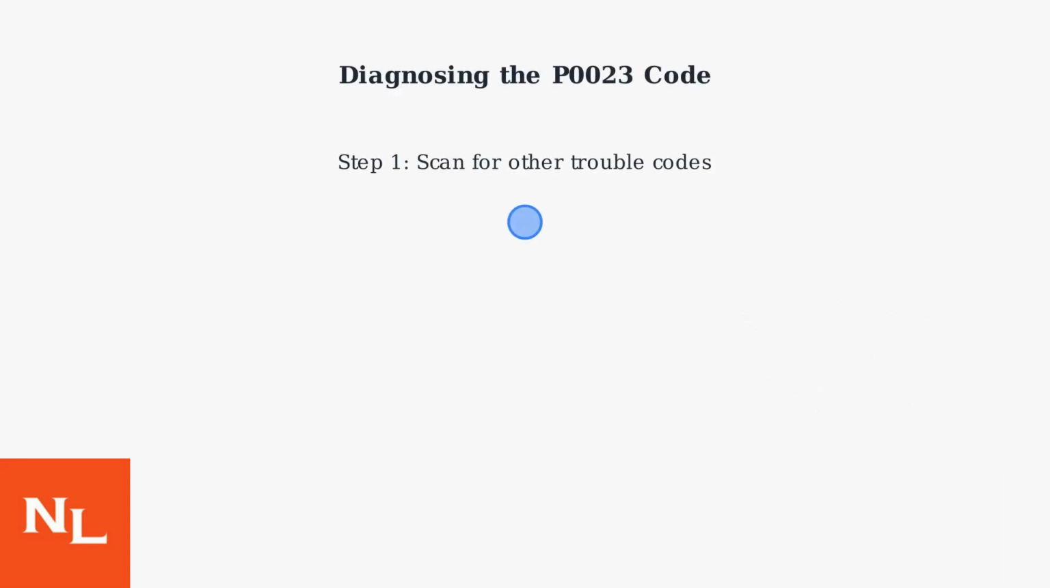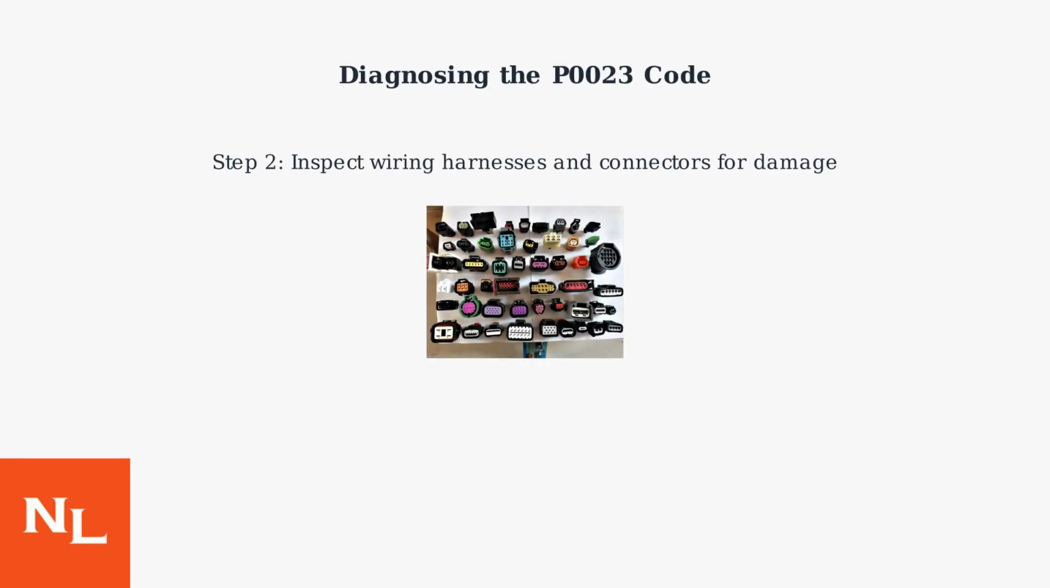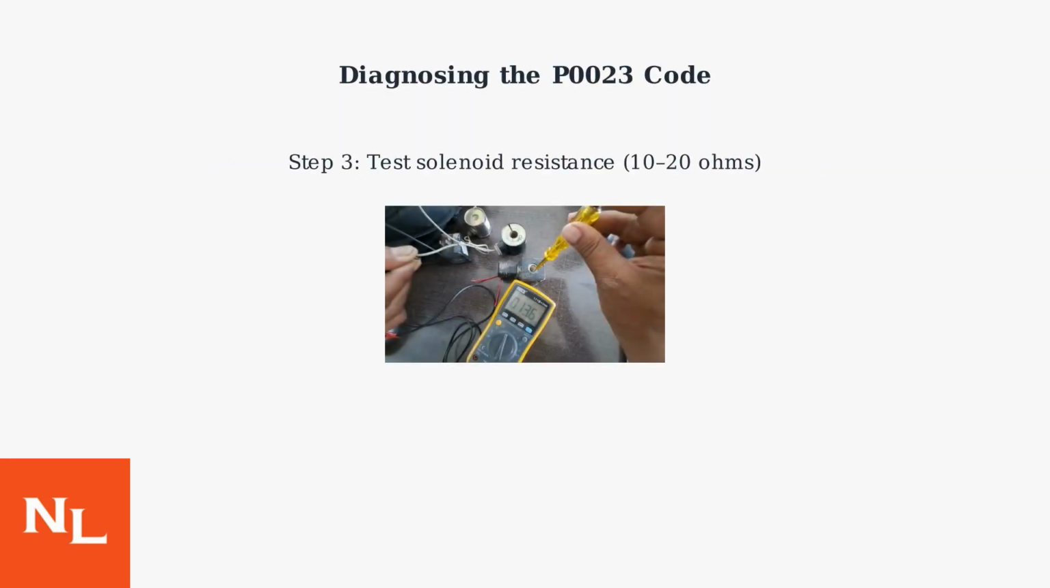Diagnosing a P0023 code begins with scanning for any other trouble codes using an OBD2 scanner. This helps identify if there are related issues affecting the camshaft position actuator circuit. Next, visually inspect the wiring harnesses and connectors for signs of damage, corrosion, or loose connections. These components are critical for the actuator circuit's electrical integrity. Test the camshaft position actuator solenoid resistance using a multimeter. Normal readings should be between 10 and 20 ohms. Abnormal resistance indicates a faulty solenoid that needs replacement.